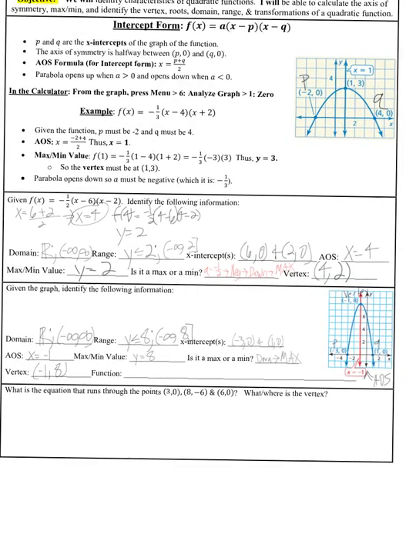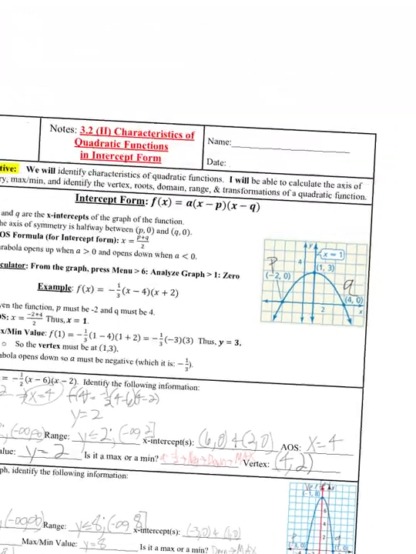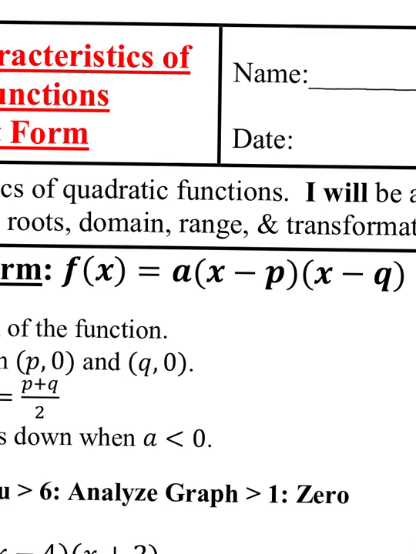So I need to figure out the function. That means I need to plug what I know into this. I'm going to plug in my P and my Q, and then I'm going to plug in a point for my x and my y, and I'll figure out the a. So let's see what that's going to look like.